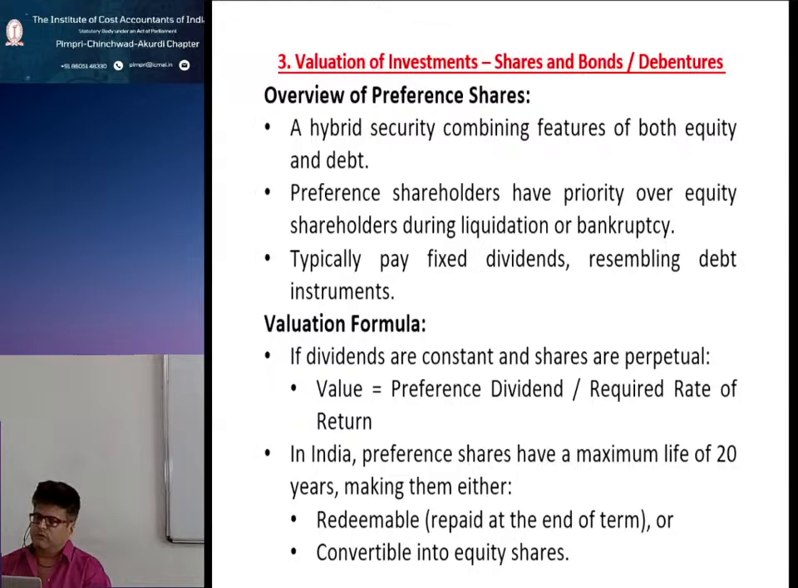Then we saw an overview of preference shares. It's a hybrid security combining features of both equity and debt. Preference shareholders have priority over equity shareholders during liquidation or bankruptcy. They typically pay fixed dividends, resembling a debt instrument. The valuation formula: if dividends are constant and shares are perpetual, value is equal to the preference dividend divided by the required rate of return. In India, preference shares are not perpetual and have a maximum life of 20 years, making them either redeemable, that is repaid at the end of the term, or convertible into equity shares.